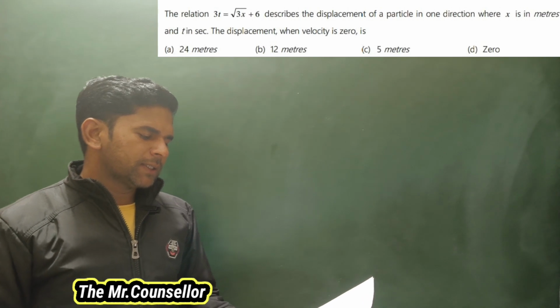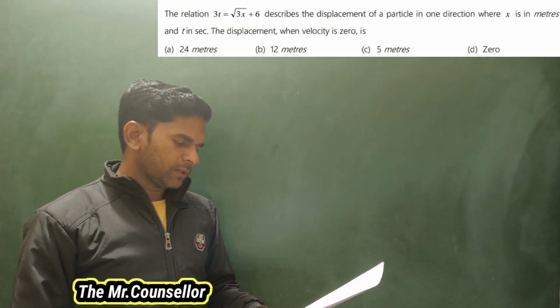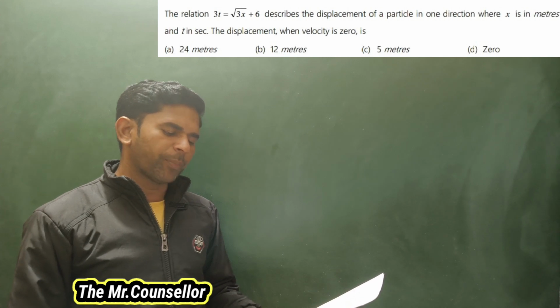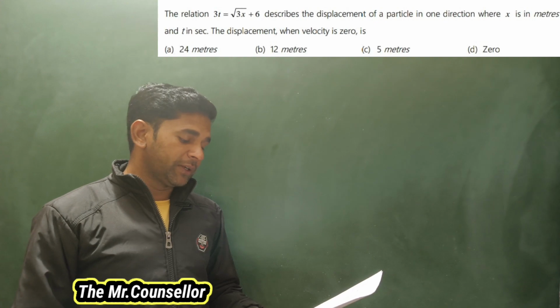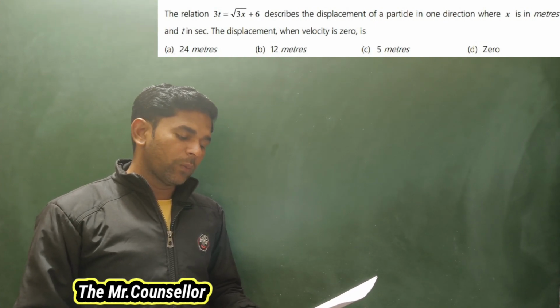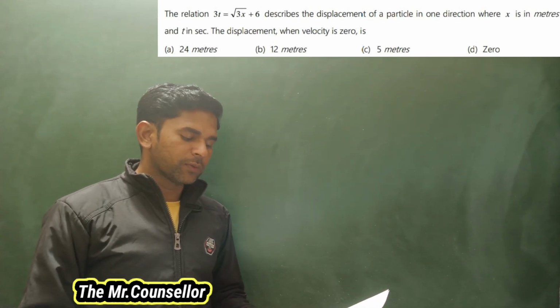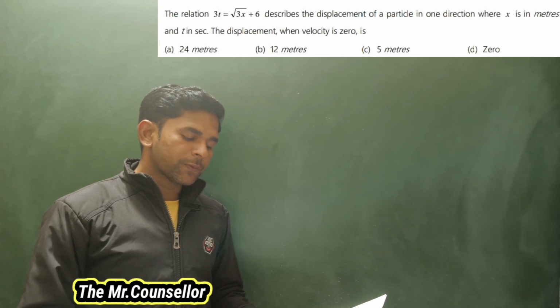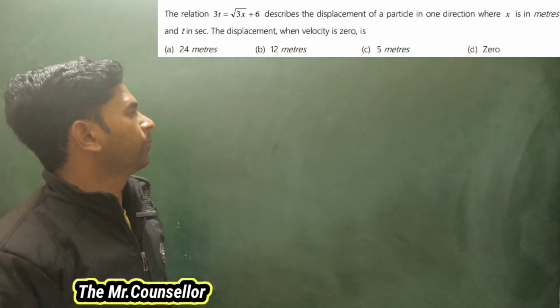The relation 3t = √(3x) + 6 describes the displacement of a particle in one direction, where x is in meters and t is in seconds. Find the displacement when velocity is 0. Option A: 24 meters, option B: 12 meters, option C: 5 meters, and option D: 0. Very important question.